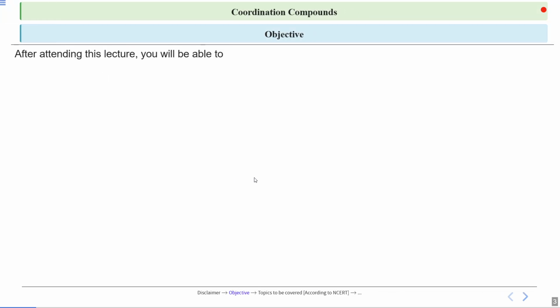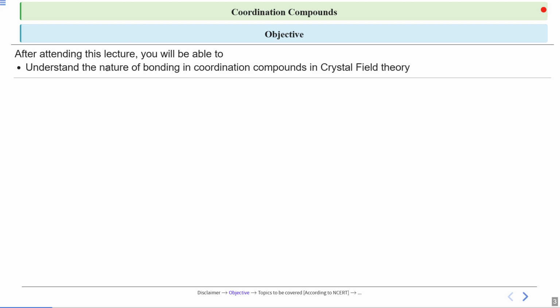The objective of today's lecture: after attending this lecture you will be able to understand the nature of bonding in the coordination compounds in terms of crystal field theory.